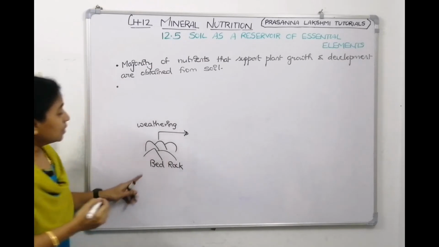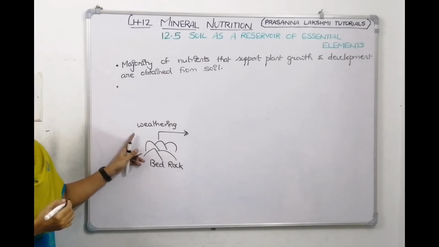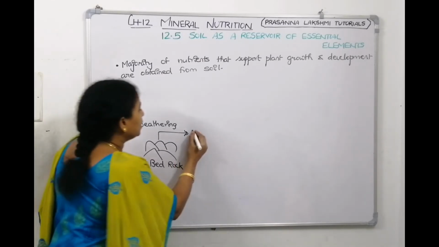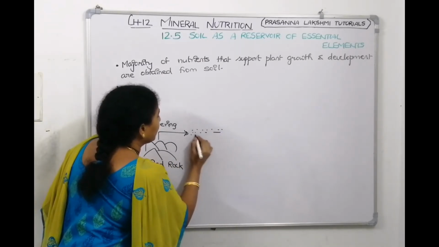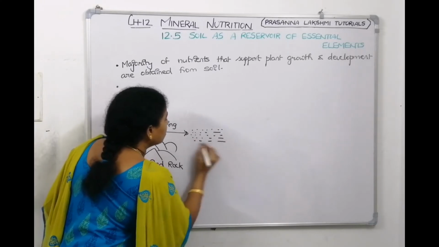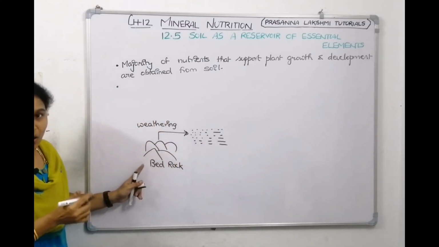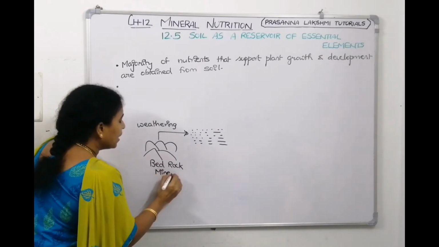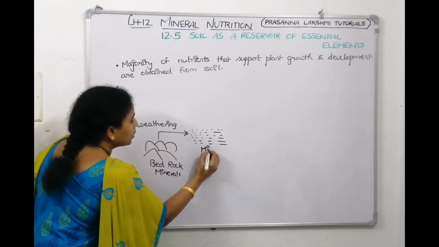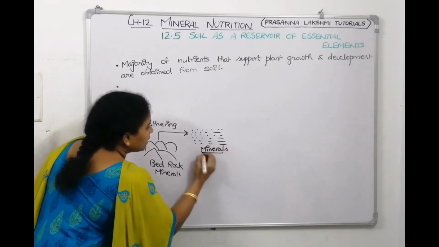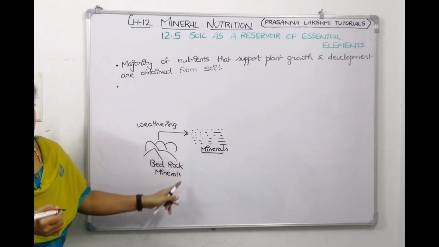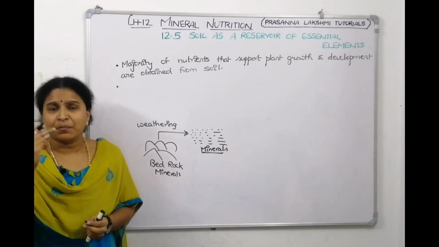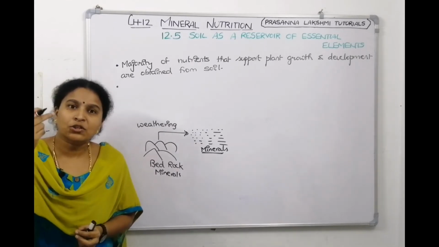The bedrock undergoes a process called weathering. When it undergoes weathering, the rock is broken down into soil granules, and on the rock itself we have minerals, and those minerals will come here also. That means soil is getting the minerals from the rock, right? So we can tell that soil gets the minerals from the rock, and soil supplies the minerals to the plant.